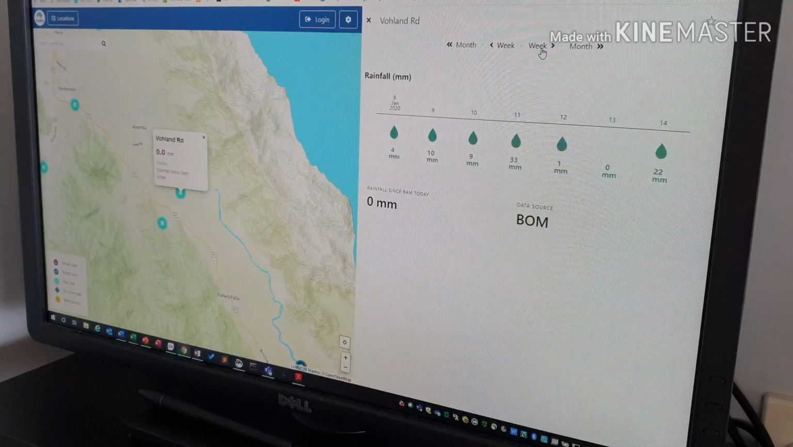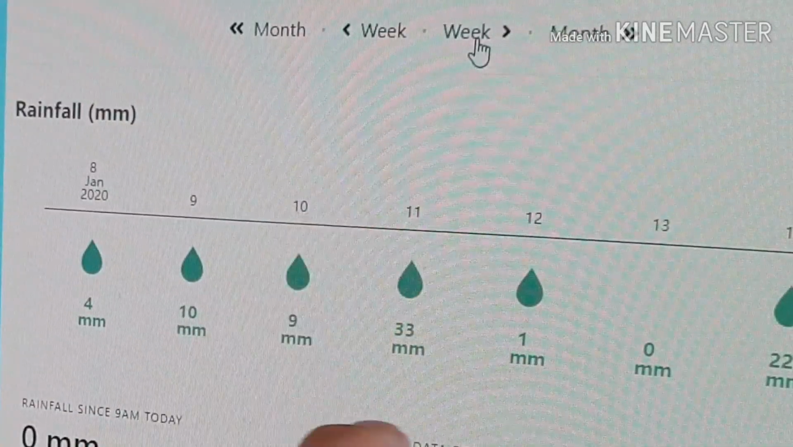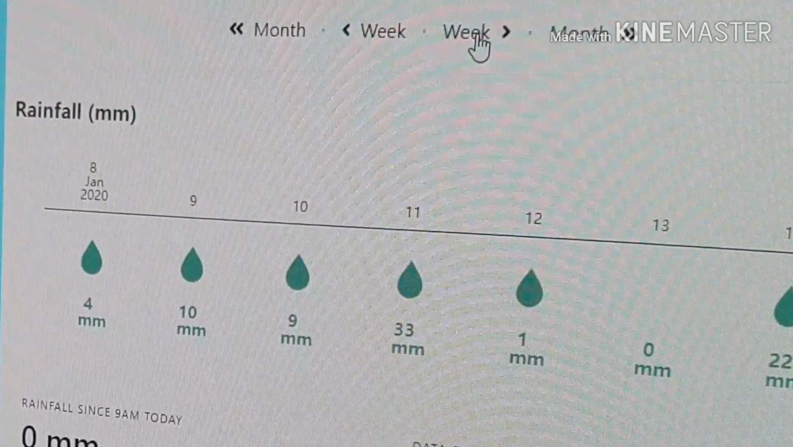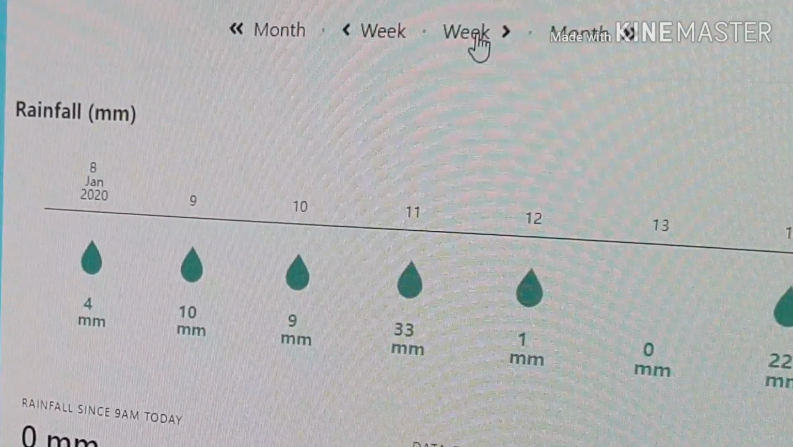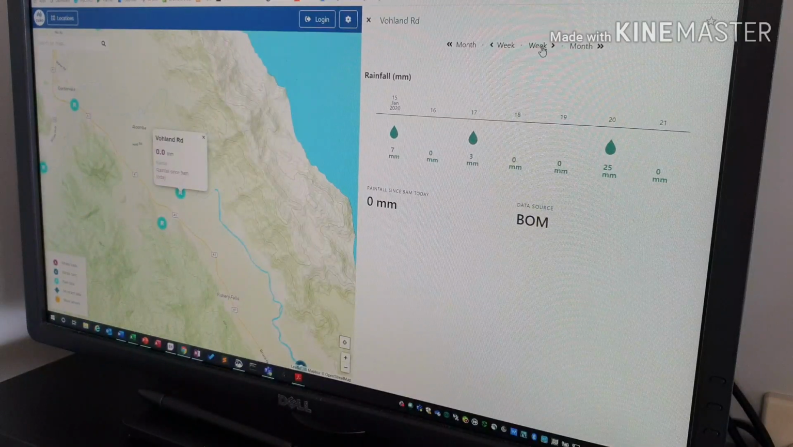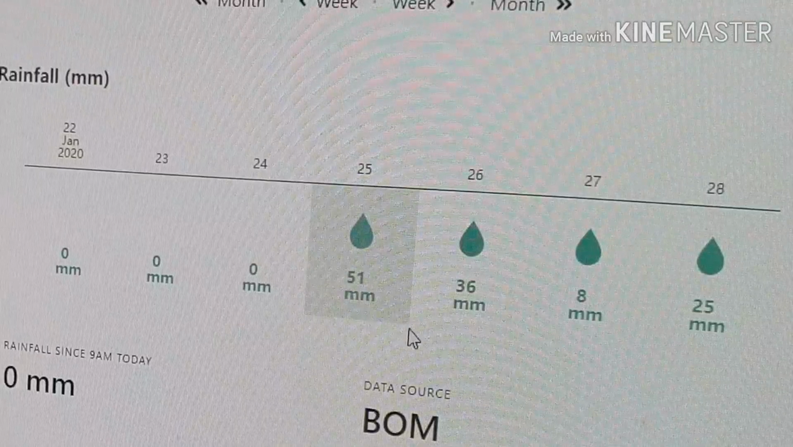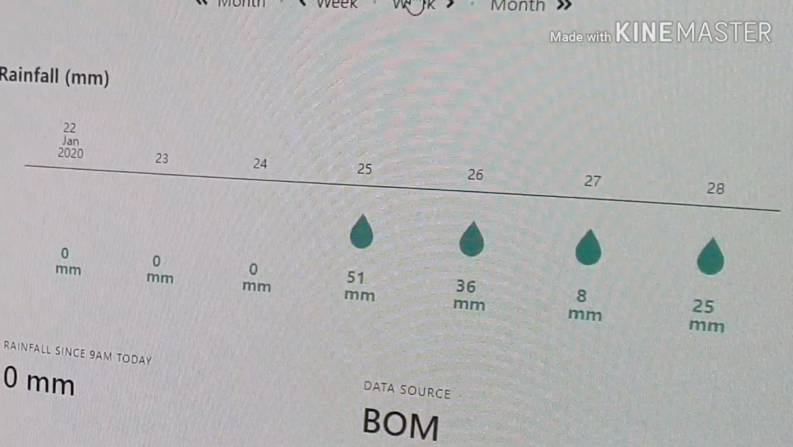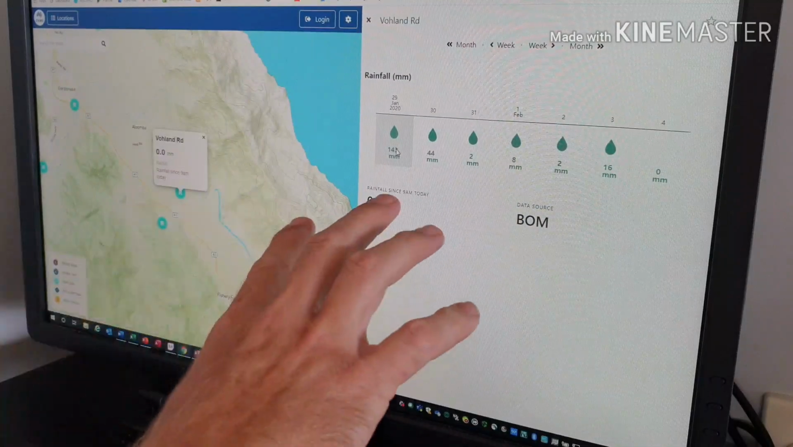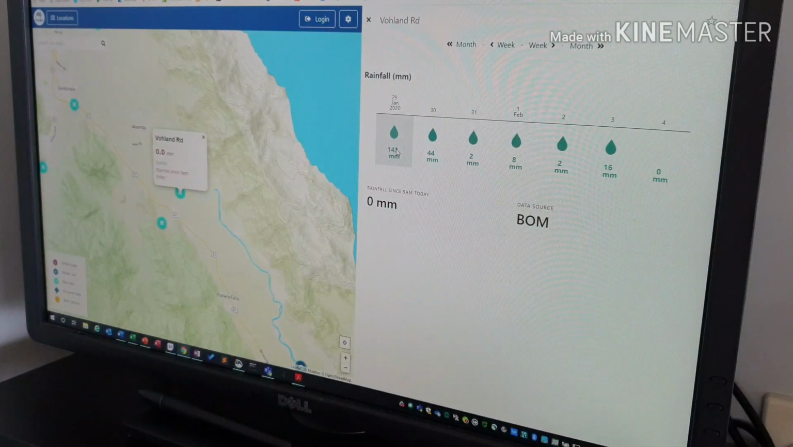And if we scroll forward just a little bit, we can see that that first event that we saw, there was about 33 millimeters of rainfall around that first spike that we saw further downstream at the Mulgrave sensor. And if we go a little bit further through that, we can see the next event was around the end of January period. That was associated with this 51, 36, 8, 25, was there any more? And then we had 143 millimeters at the end of January. That was the next event that saw a spike in the nitrate levels down at the nitrate sensor.